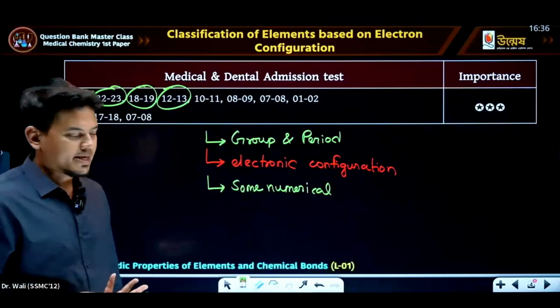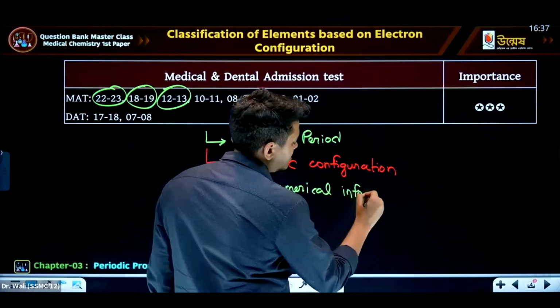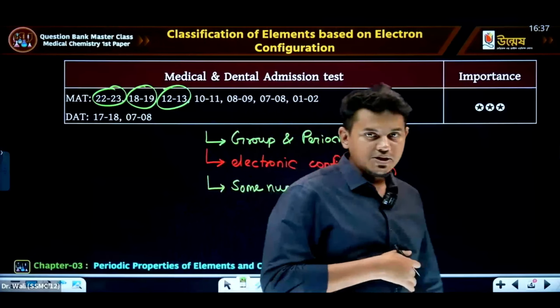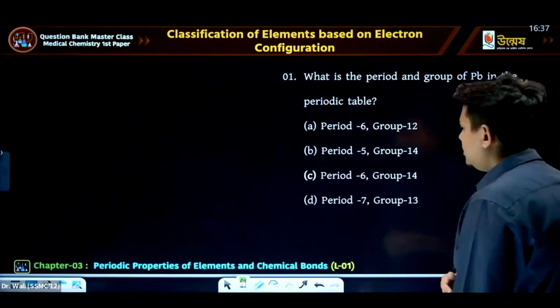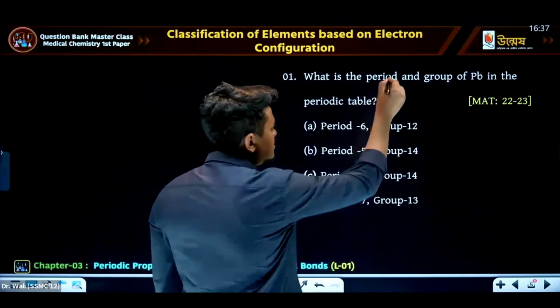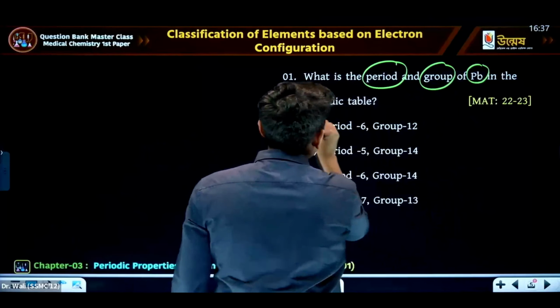These are frequently asked questions in the exam. So this numerical information can appear in the exam as well. Okay, now let's see what are the questions that usually appear in the medical admission test from this topic. Our first question appeared in the medical admission test 22 to 23 session. It is, what is the period and group of lead in periodic table?